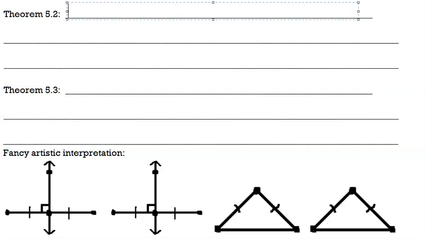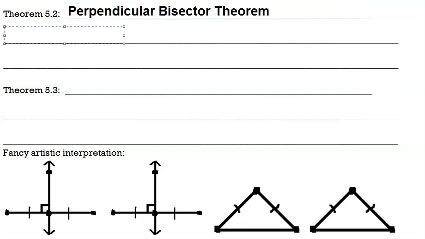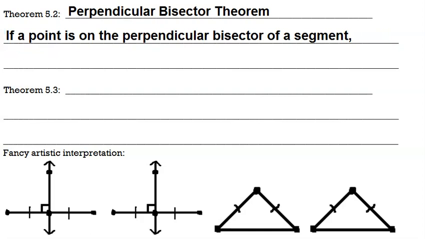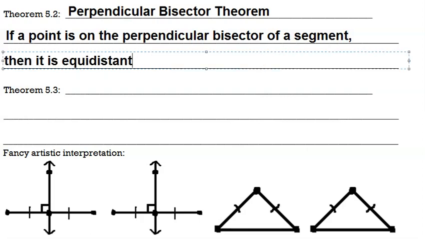So we're going to start with theorem 5.2, and it makes pretty good sense that if we are going to have a theorem about perpendicular bisectors, we should call it the perpendicular bisector theorem. Gee, how creative. All right, so that theorem says if a point is on the perpendicular bisector of a segment, then it is equidistant, so that means same distance from the endpoints of the segment.